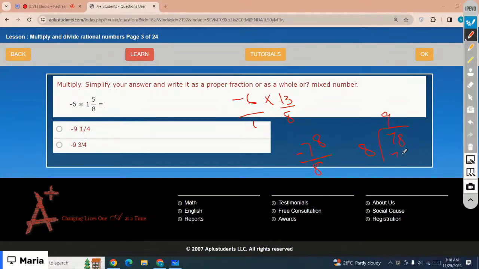8 times 9 is 72, and here you have 6, so that is negative 9 whole 6 over 8. You can divide 6 and 8 by the common factor too, so that would be 3 over 4. So the correct option is negative 9 whole 3 over 4. Option number 2 is the correct option, right?